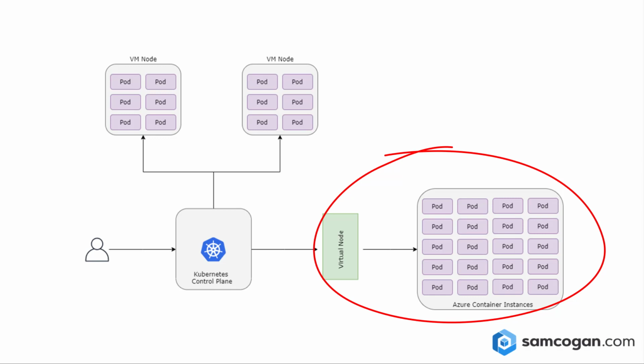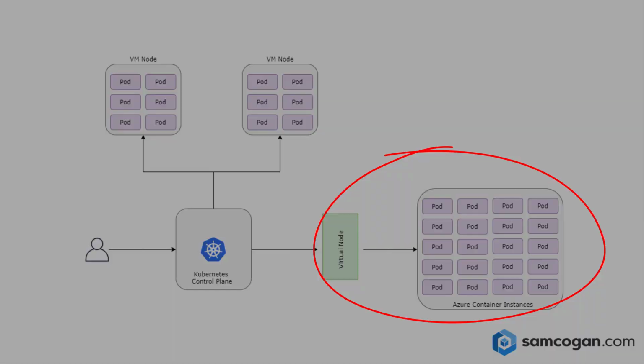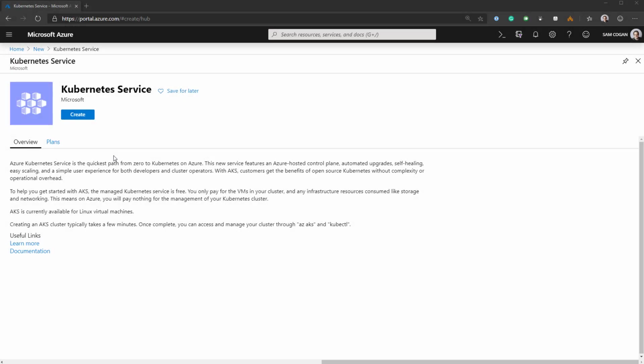So now we know what virtual node is and what the benefits are, let's go and have a look at how we can enable it and use it. So firstly, using the Azure portal, we can enable virtual node, but this has to be done at the time we create the cluster. There isn't a portal enabled way to enable it after you create the cluster.